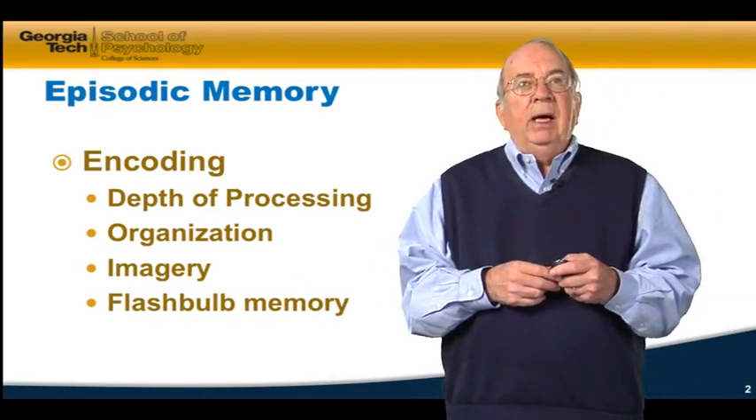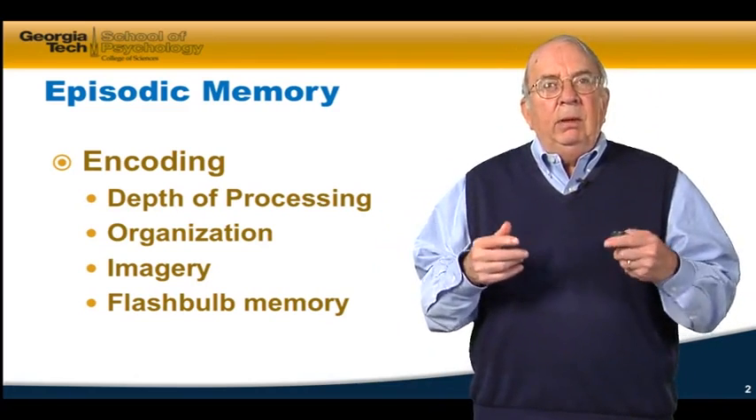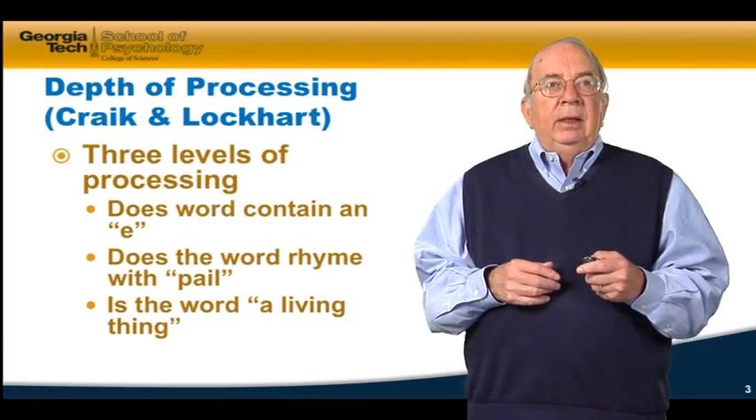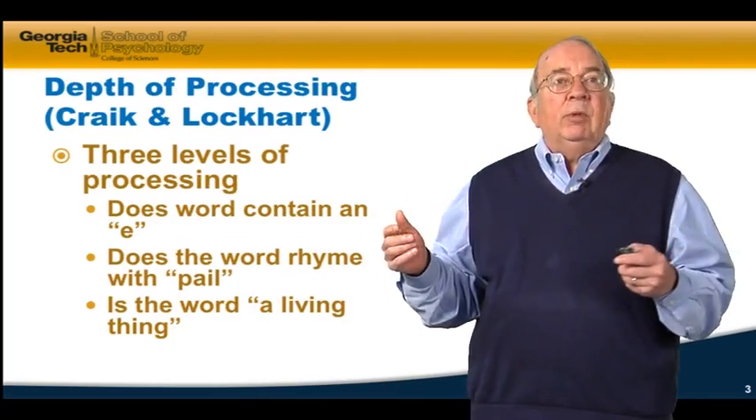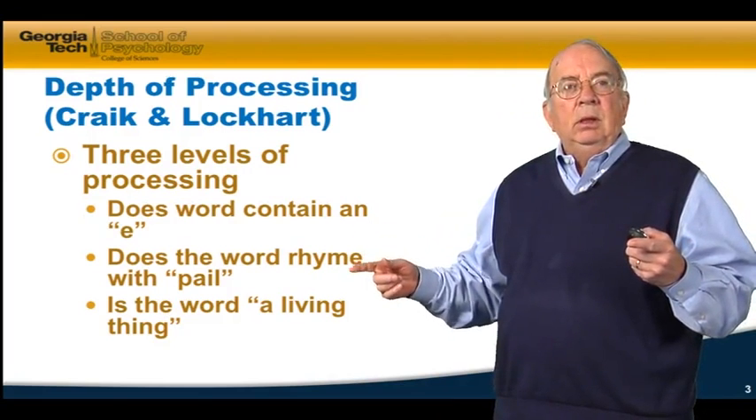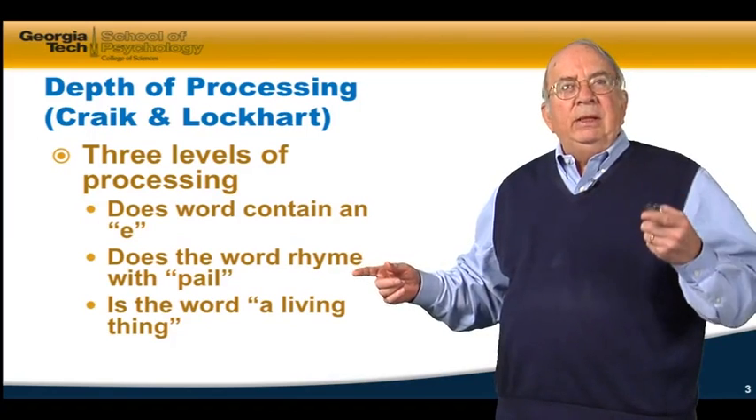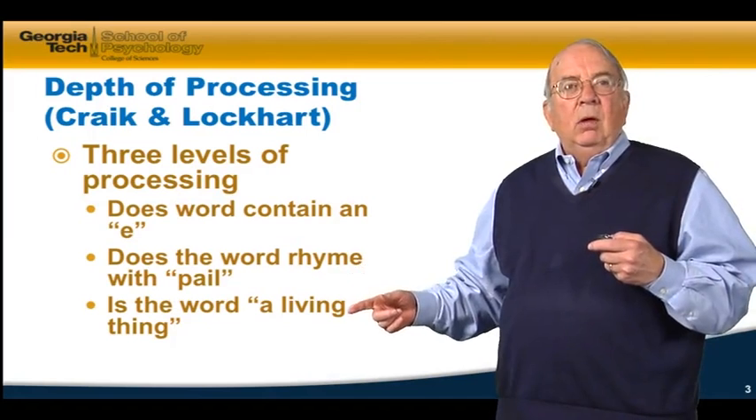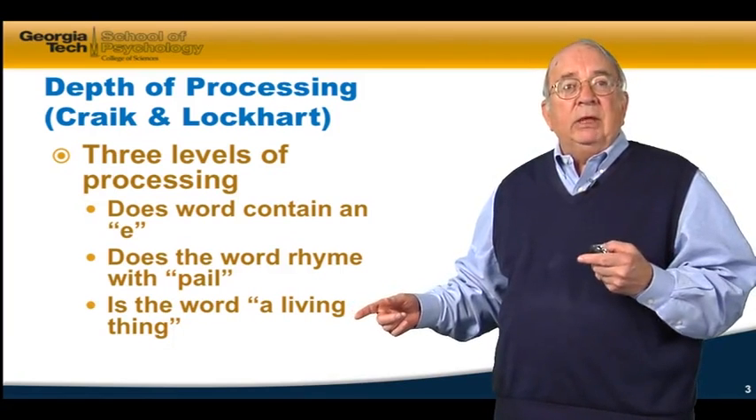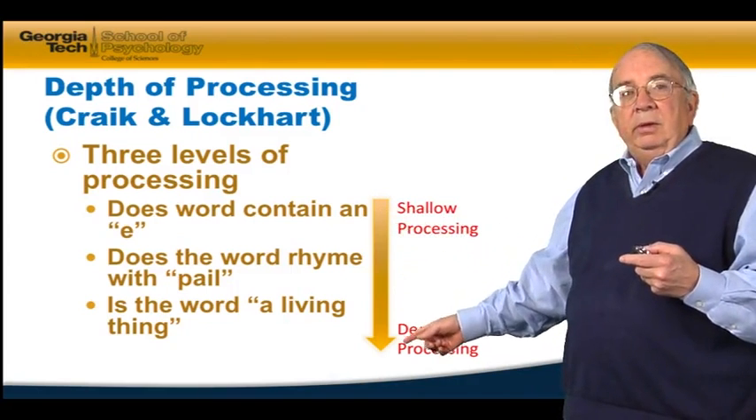Now, depth of processing was talked about in the early 70s by Fergus Craik and Robert Lockhart. And it was a very important way of thinking about how we encode things into long-term memory, into episodic memory. They, for example, talked about 3 different levels of processing. You have, does a word contain an E, a very superficial processing of the word, a phonemic comparison. Does the word rhyme with pale? A little bit deeper, but again, superficial. Or is the word a living thing, where you have to actually encode the meaning of the item very deeply in order to be able to answer that question? So we have shallow processing all the way to deep processing.